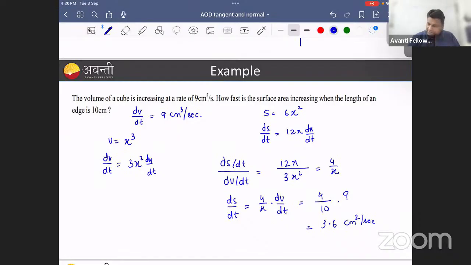How fast is the surface area increasing when the length of the edge is 10 centimeter? Is everyone clear about it? So this was a decent question.